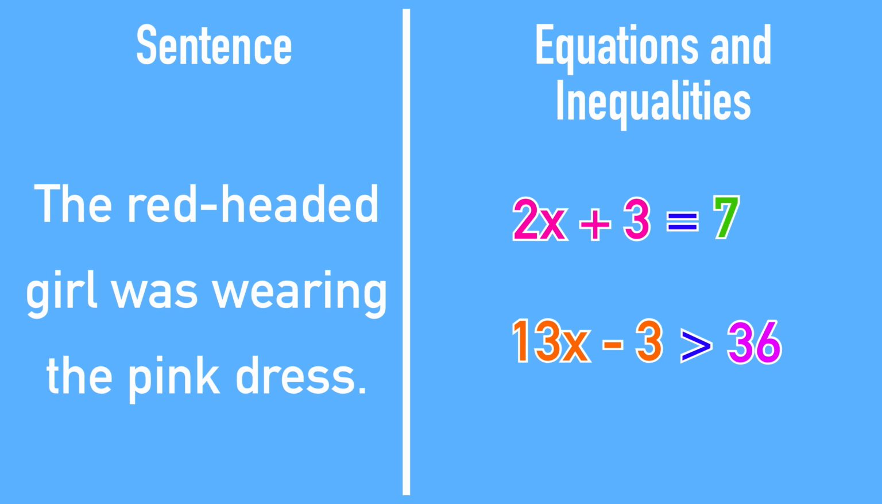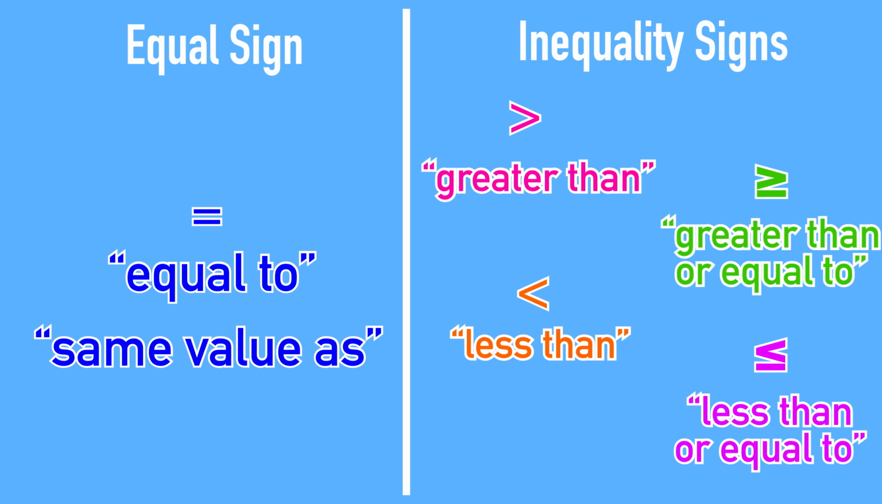In mathematics, sentences are created by linking two expressions using an equal sign or one of our inequality signs. And these types of sentences are known as equations and inequalities, respectively. An equal sign designates that two expressions have the same value, while inequalities express that one expression has a greater or lesser value than the other.